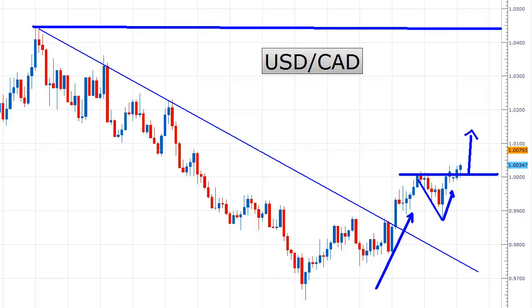And the USD CAD is making a new high. It's coming off a major break of a trend line, and so it has a good area to target, which of course is that previous high around 104.5. And to me, all of that being considered, the USD CAD could provide some pretty great trade opportunities.